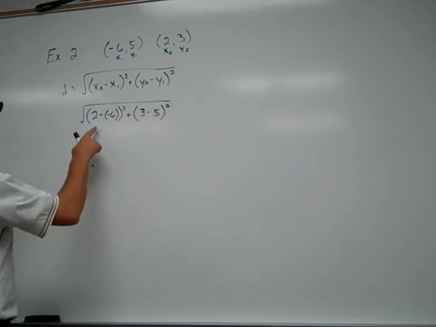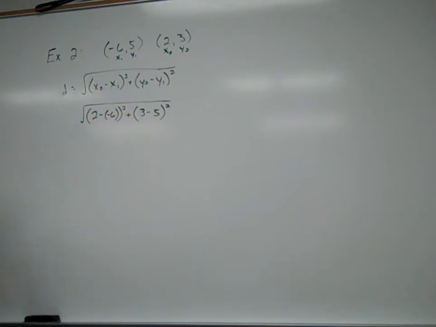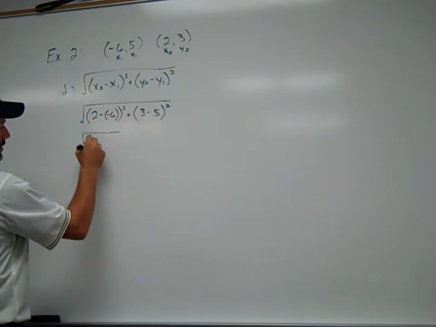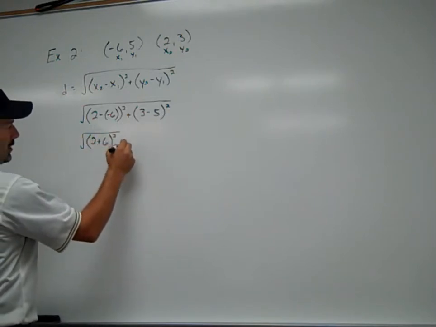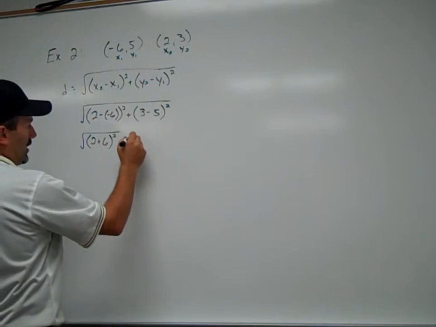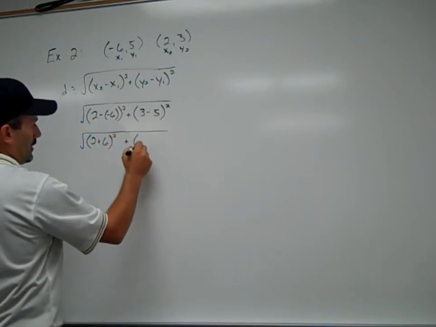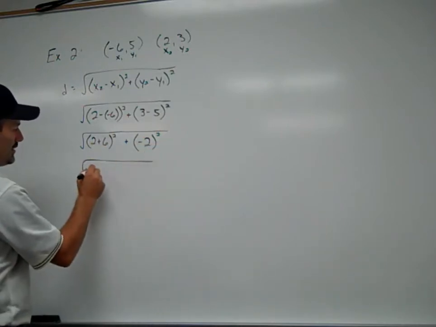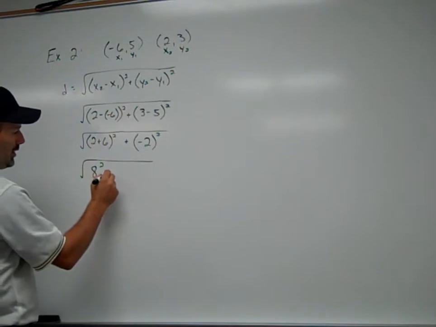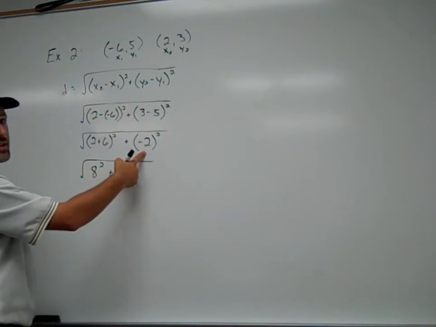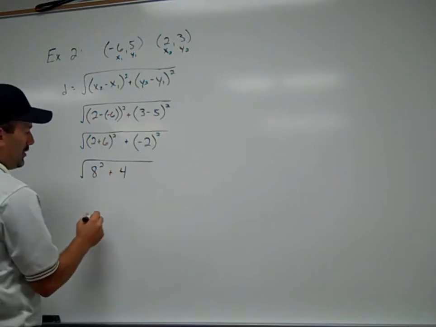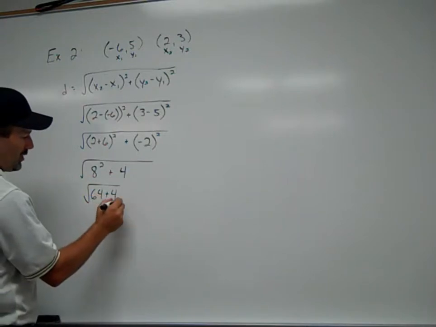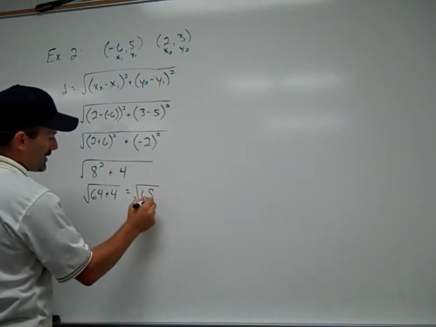The rest of this is really simplifying. 2 minus negative 6. Remember that subtracting a negative means that you have 2 plus 6, squared, plus, this one we can simplify, 3 minus 5 is going to be negative 2 squared. 2 plus 6 is 8. So now we have 8 squared plus, go ahead and square that, negative 2 times negative 2 is positive 4. Over here that gives us 8 squared is 64 plus 4, which equals the square root of 68.